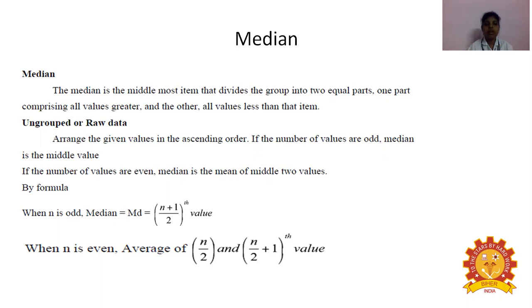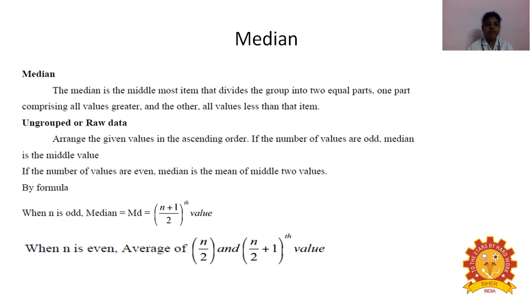Ungrouped or raw data. First, arrange the given values in the ascending order. If the number of values is odd, median is the middle value. If the number of values is even, median is the mean of the middle two values.